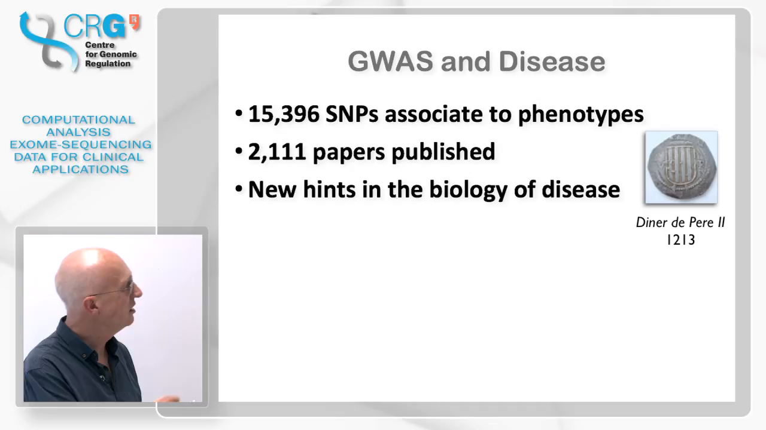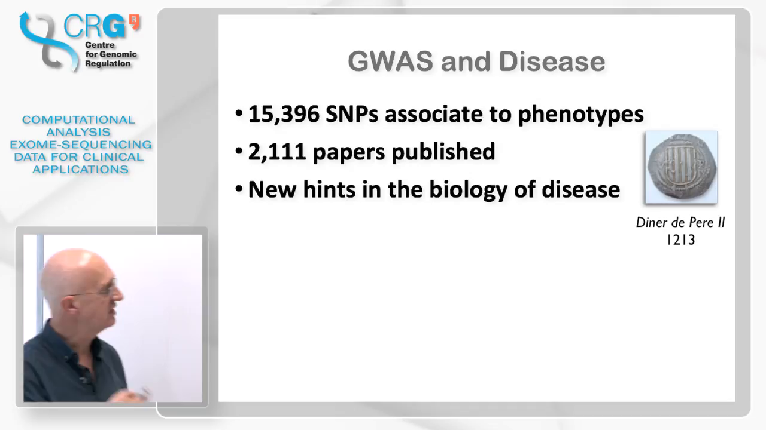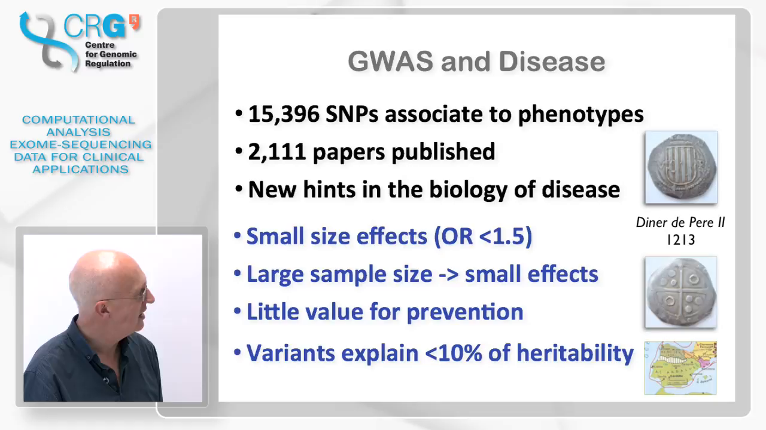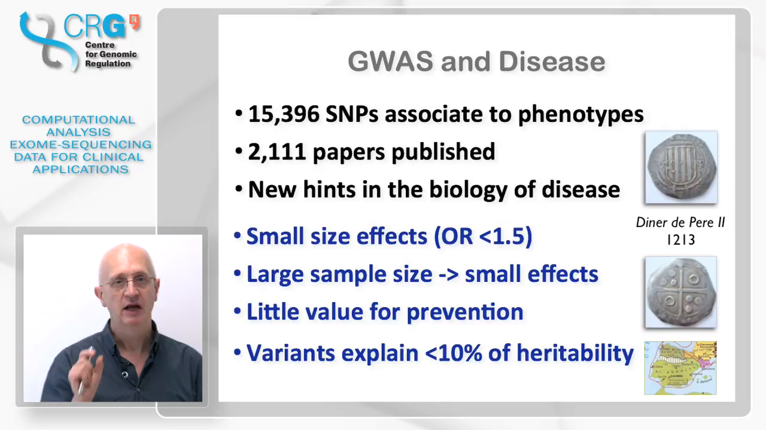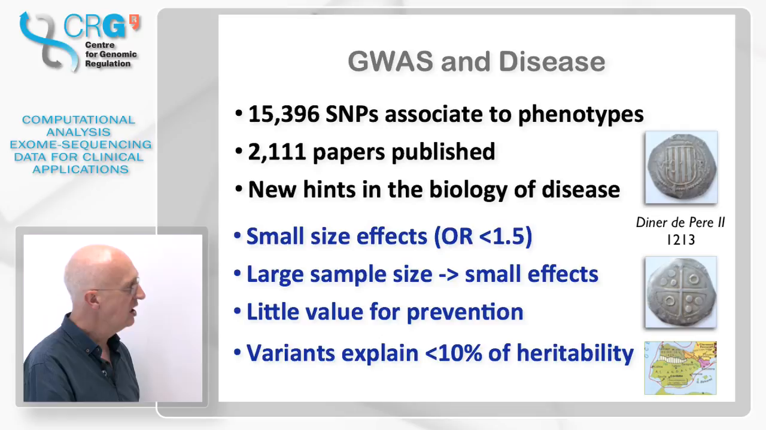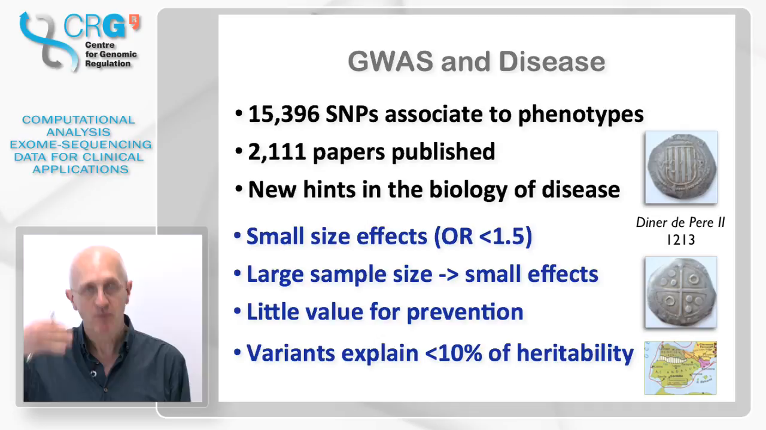And in all cases, the information that has been achieved through genotyping has been important from the point of view of understanding much better the biology of the different disorders. But the other side of the coin is that the effects that have been seen are relatively small, which means that they cannot be translated into clinical applications, at least in the majority of cases and for the majority of the disorders. And if we increase the sample size, we detect many more effects, which are also small.